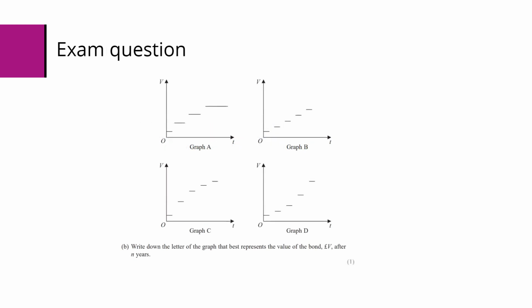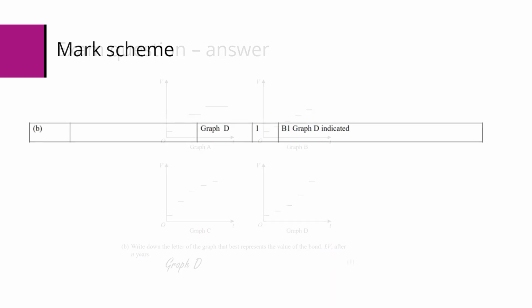Here is another part of the question. It shows 4 graphs and then it says, write down the letter of the graph that best represents the value of the bond, V pounds, after N years. So this might be an unfamiliar context for students. The concept of compound growth is that the amount it goes up by increases each time. So graph D is the one we're looking for here, where the gaps between the heights of the bars is increasing each time. So mark scheme, single mark for this one, have they correctly chosen graph D?